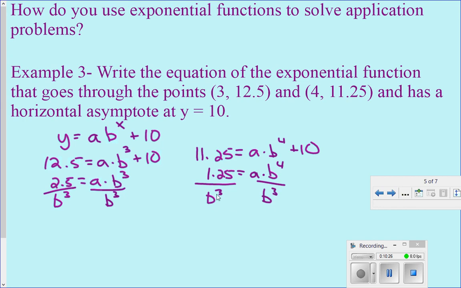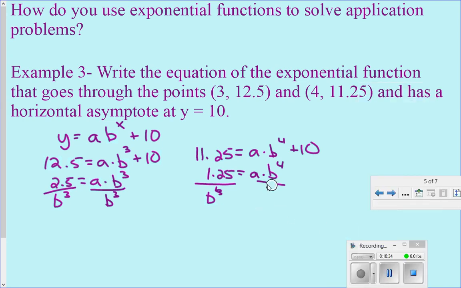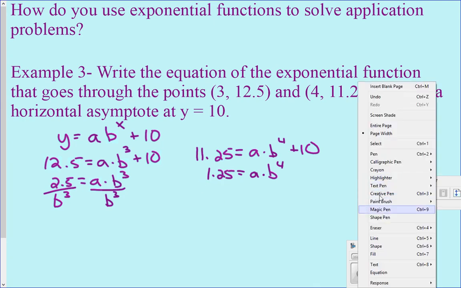Oops, not b. Sorry, that one. I didn't want to do that. I got carried away there. Let me erase that. I only wanted to do that in the one equation. Okay. Yeah, I don't want to solve for a in both equations.